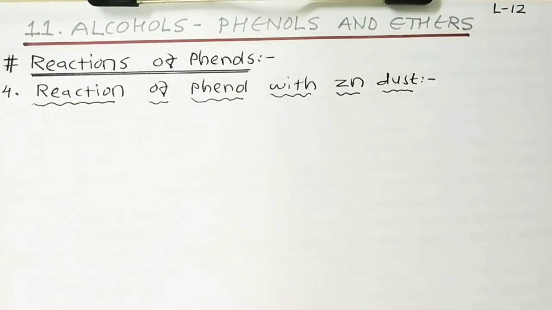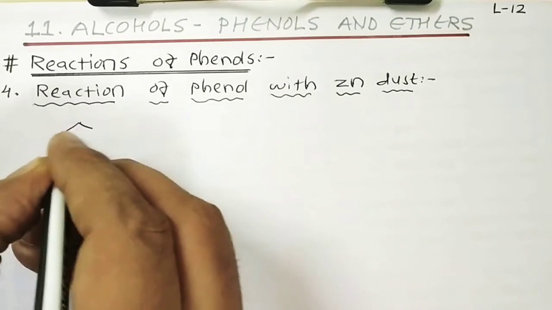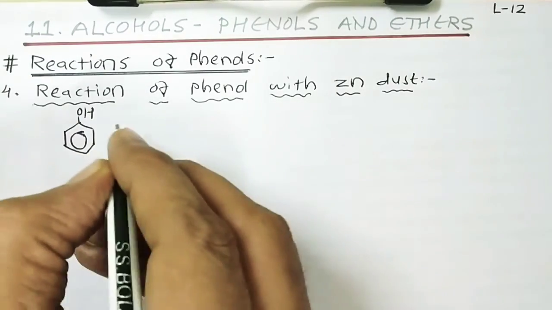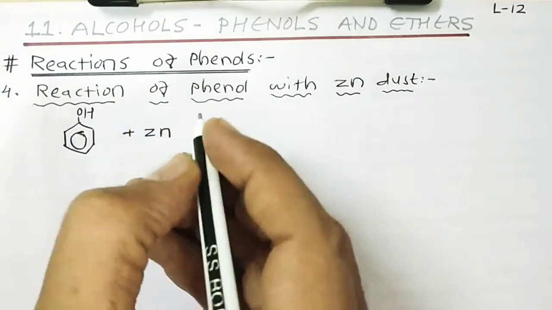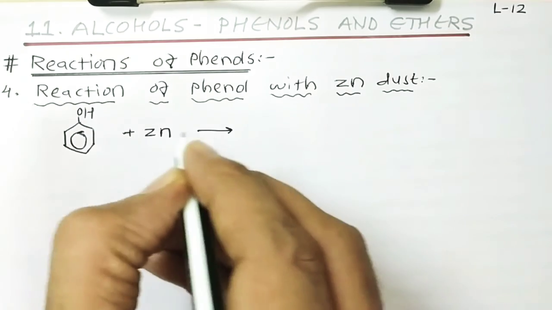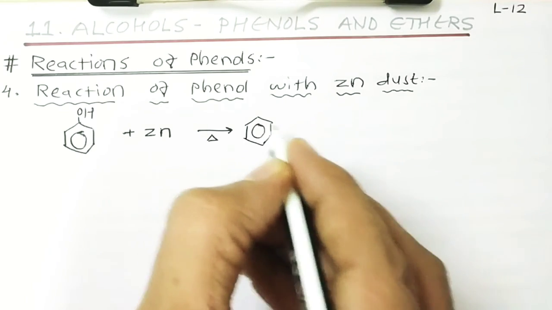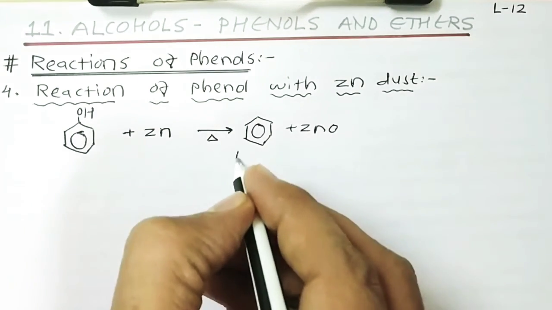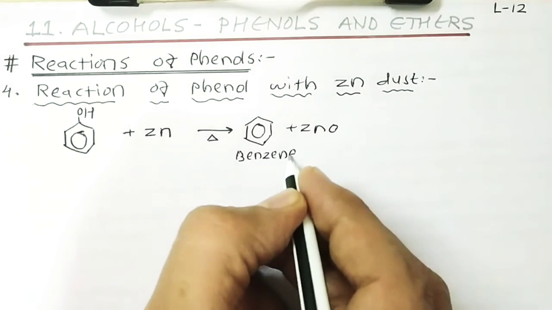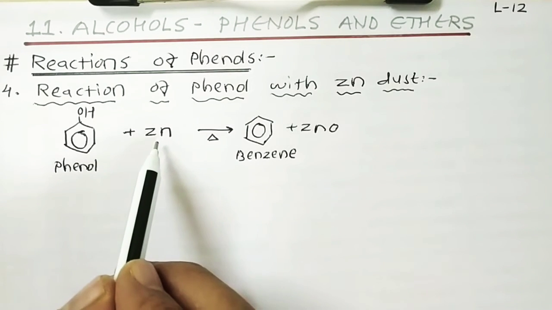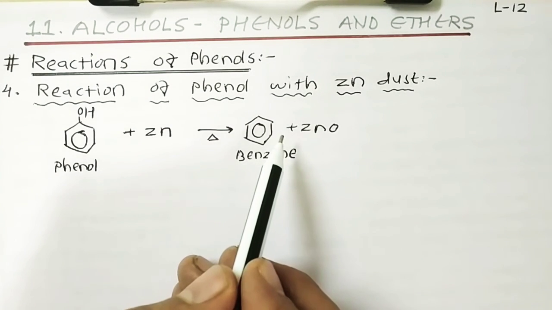We continue with the reaction of phenol with zinc dust. It's a very simple reaction. Once again, when phenol is converted with the help of zinc into benzene, it's a type of reduction reaction where we get benzene as the product. This is phenol, right? So phenol is converted to benzene on heating with zinc dust.